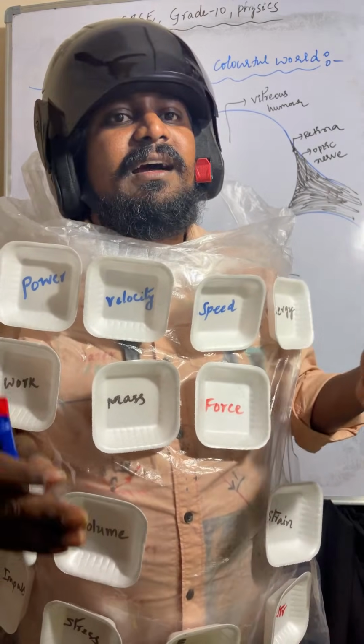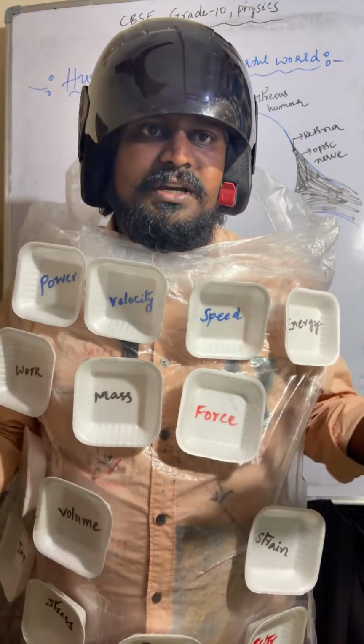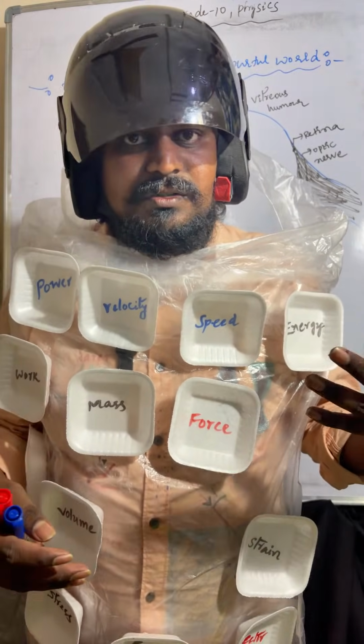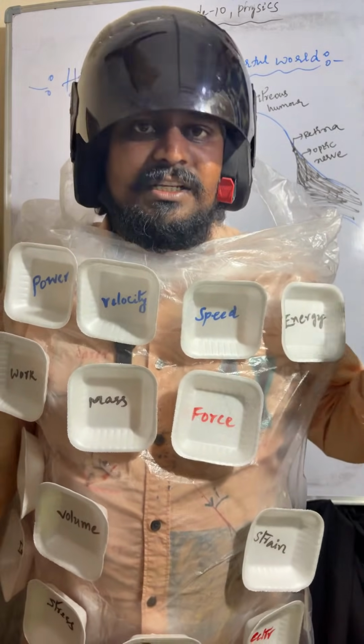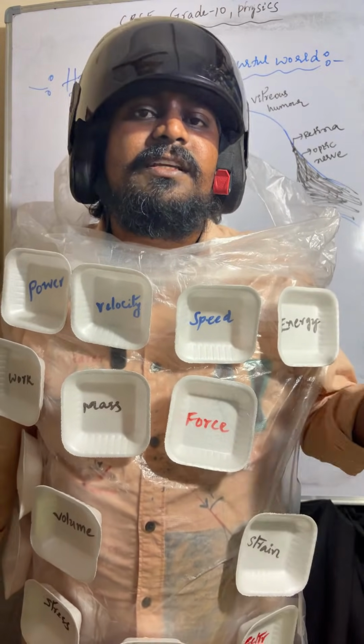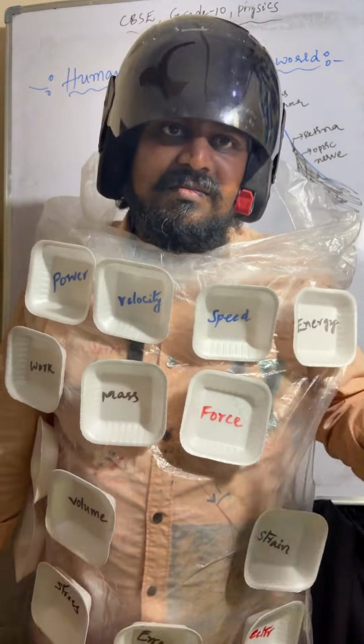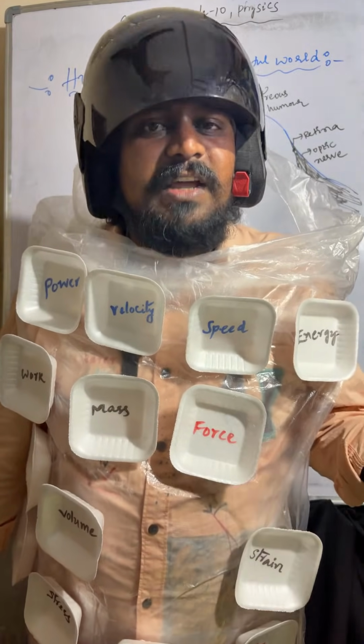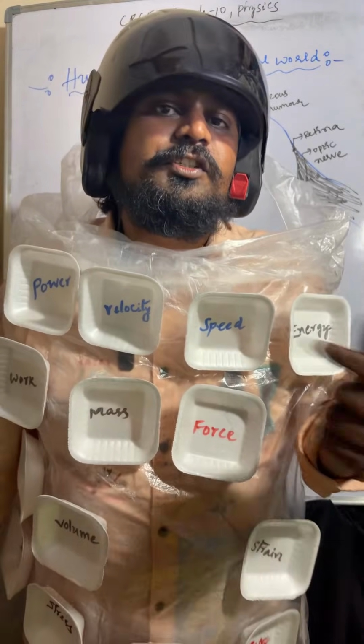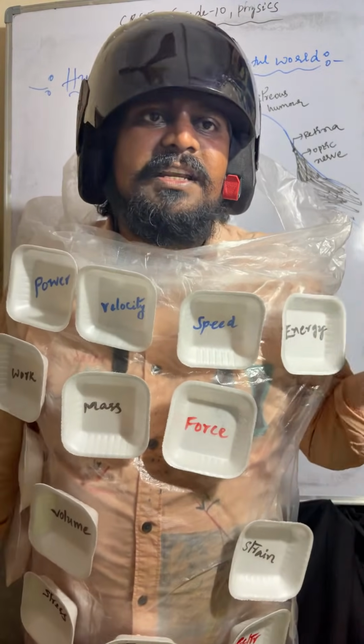Coming to the retina. Retina is a light sensitive screen. Where light rays meet at this point, the image will form. What type of image will form? Real and inverted. That will be converted in the form of electrical signal that will reach the brain through the optic nerve.